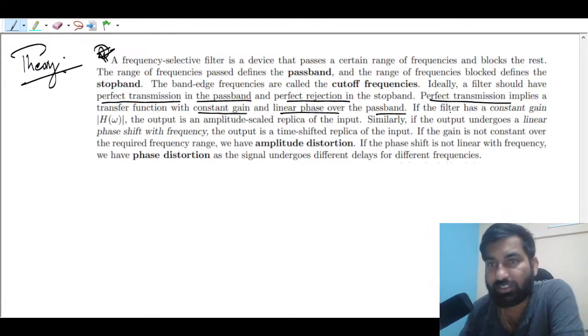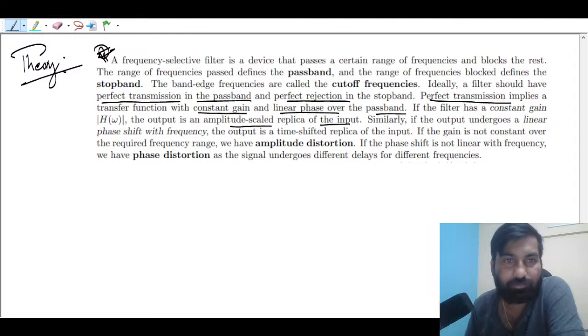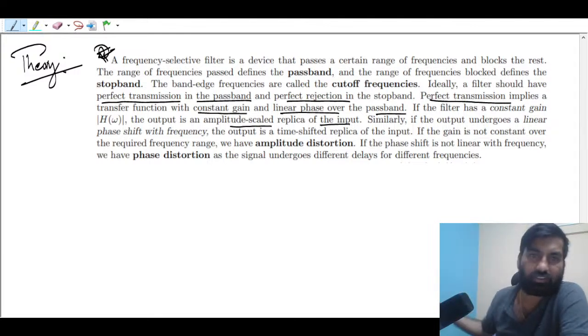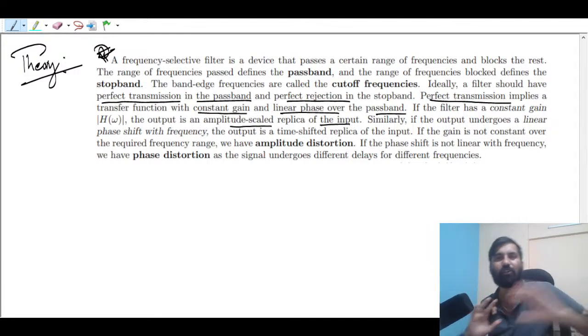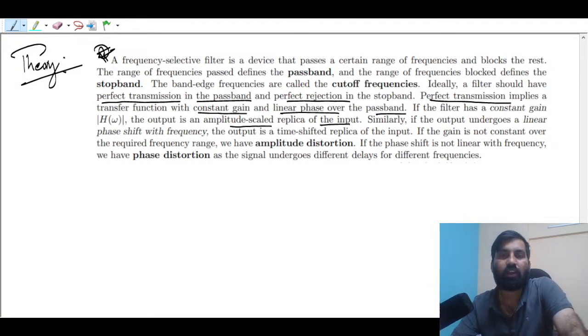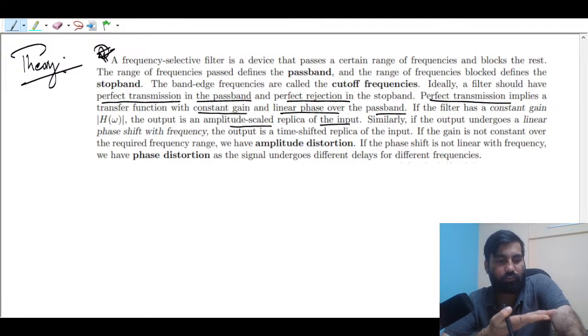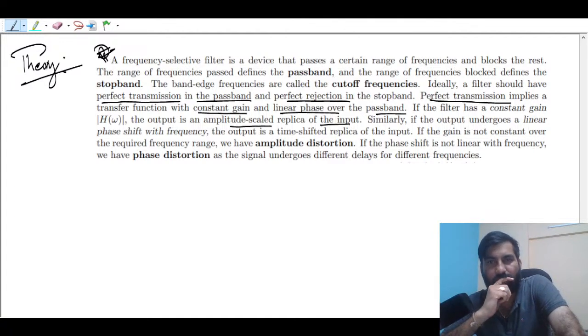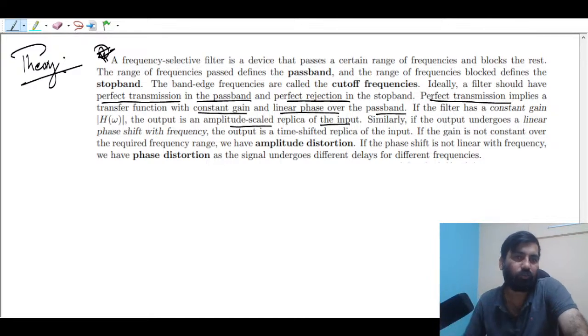And if the filter has constant gain, the output is going to be an amplitude scaled replica of the input. Your amplitude can be scaled by some constant, like if H of omega is 5 or 6, something other than 1 as well, but the input will be the same shape as the output. Similarly, if the output undergoes a linear phase shift with frequency, the output is going to be a time shifted replica of the input.